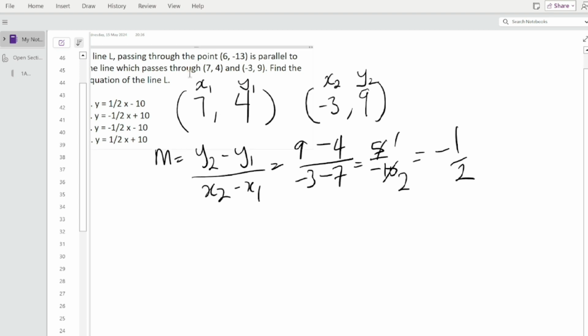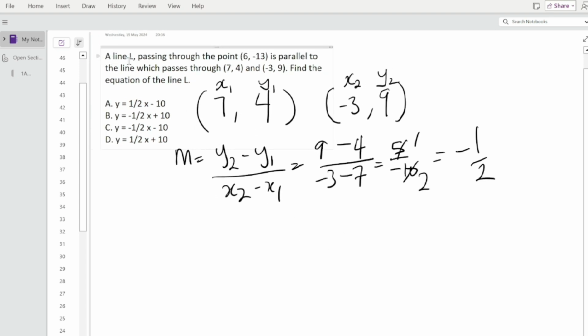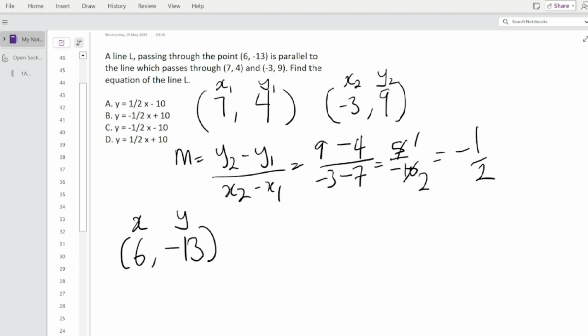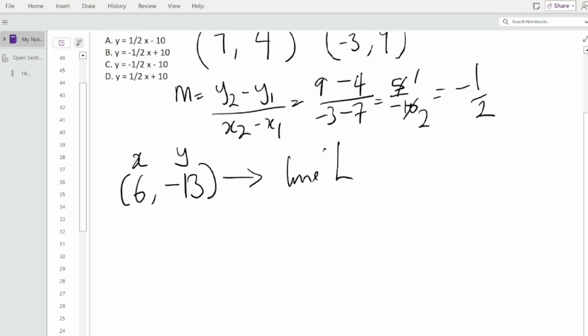Since they share the same gradient, we can now find line L that passes through the point (6, -13). The 6 is our x. Our x is always in front and our y is behind. So this is a point on line L. And the formula for finding the equation of the line is y minus y1 over x minus x1 equals m. We know they share m, the gradient, in common.